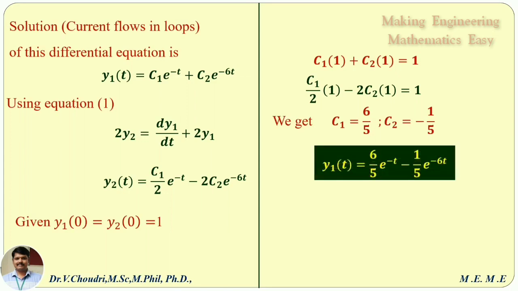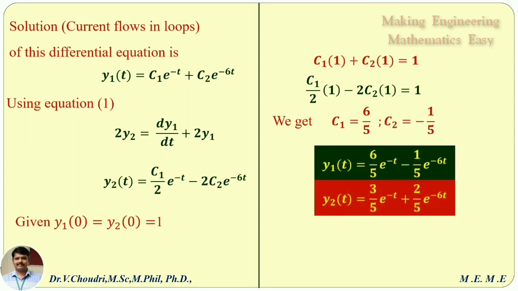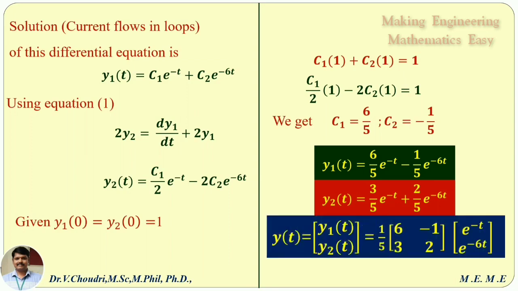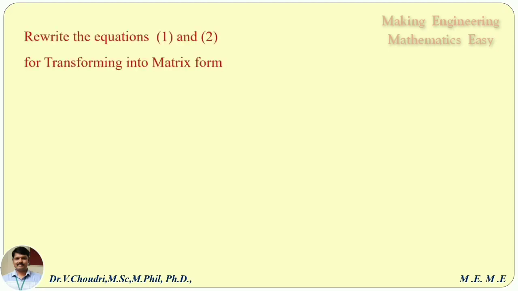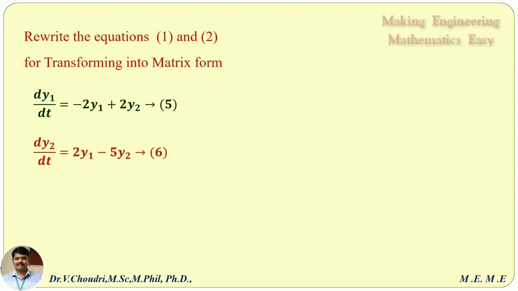Therefore, y1 of t and y2 of t come like this. Also, we can write y of t in this matrix form. We can obtain the same current value y of t by using eigenvalues and eigenvectors, so we rewrite equations 1 and 2 to transform into matrix form. Equation 1 becomes dy1 by dt equal to minus 2y1 plus 2y2, equation number 5, and equation 2 becomes dy2 by dt equal to 2y1 minus 5y2.